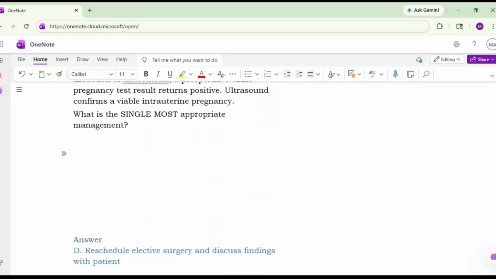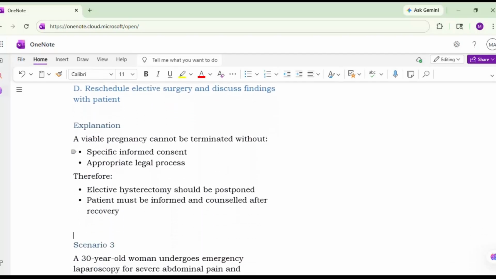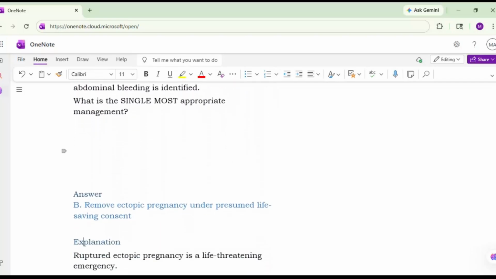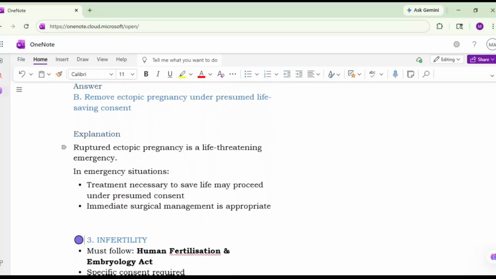So that is the scenario. This is such a nice arrangement: once you take the theory, then we do the SBAs.